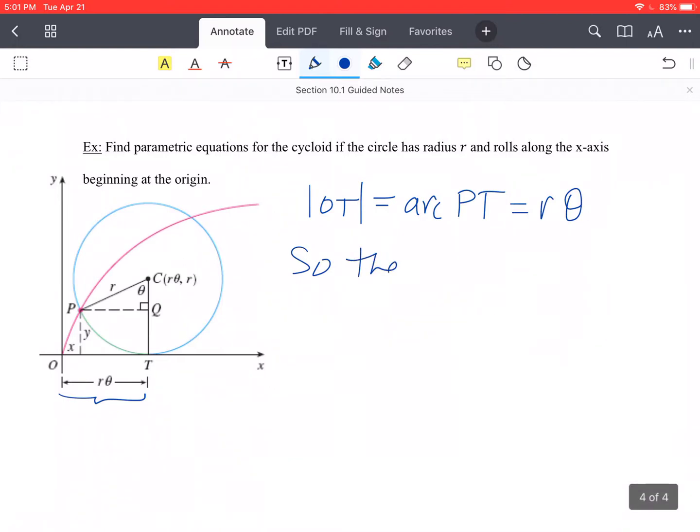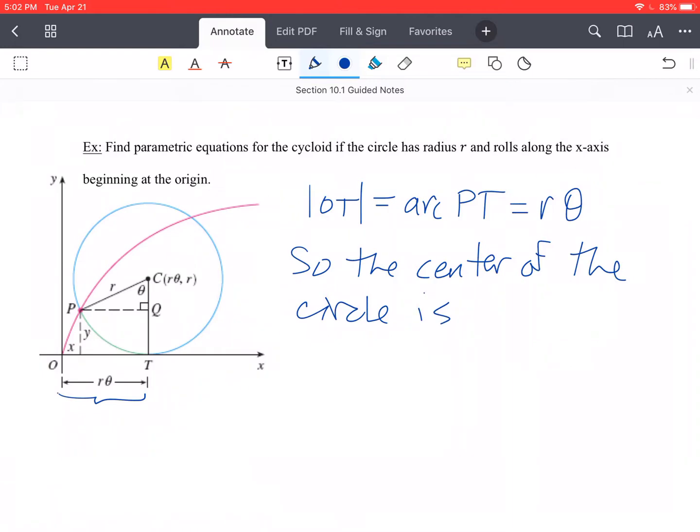So we can identify the center of the circle. So the center of the circle is, if we go over this many units and up a factor of r, so that center is going to be r theta comma r. Okay. And we're going to let P be just an arbitrary point x comma y. This is the point that we're going to be using to trace the parametric curve.